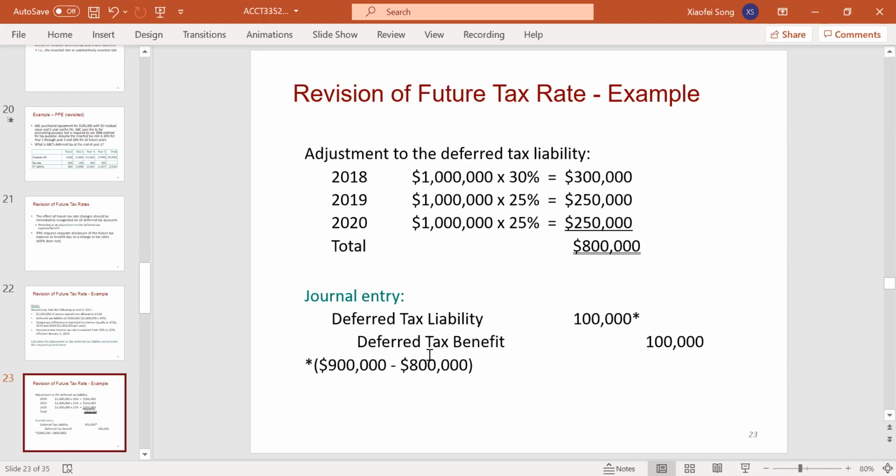Okay, so this is something we want to introduce in this course: different future tax rates or changes, revision of future tax rate. What's the impact? It will affect deferred tax liability or deferred tax asset. And then in order to adjust deferred tax liability or deferred tax asset, we will recognize deferred tax benefit or deferred tax expense. So now let's look at a problem that puts more than one thing together.